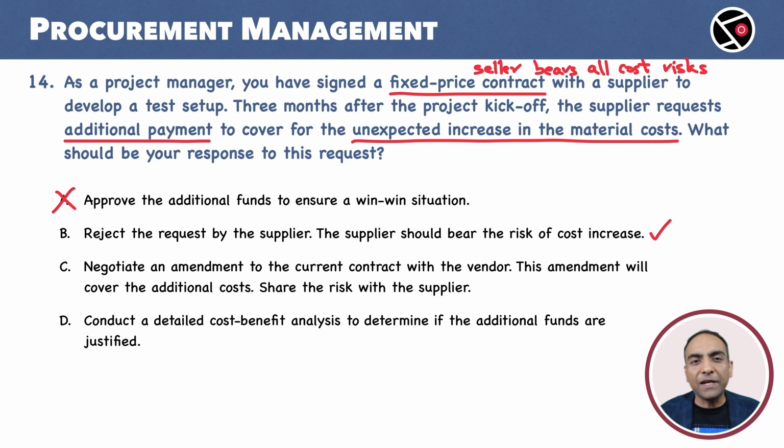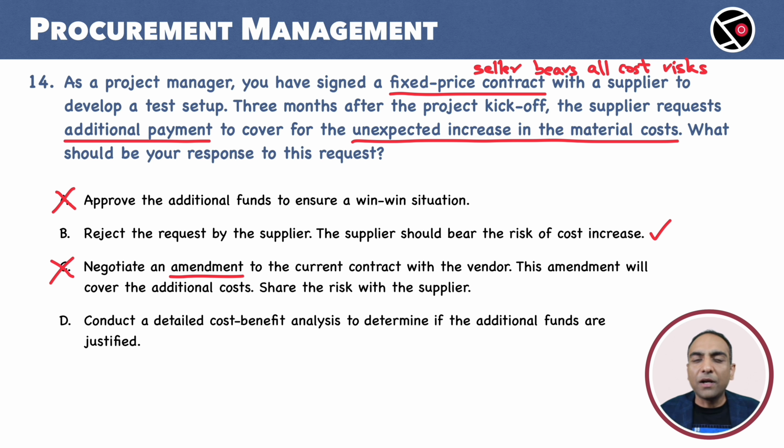Both parties agreed to a fixed price contract. It is already done. By the way, amendments are not easy, and the project manager should have a solid reason for an amendment. Without any detailed risk analysis, going for an amendment directly is not the correct approach. We drop C.